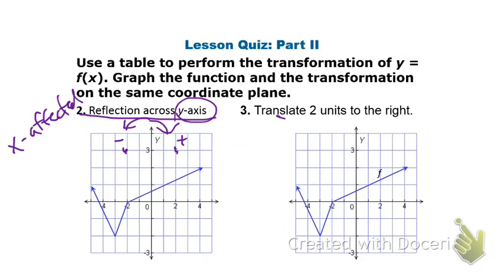And then over here you're going to translate this one 2 units to the right. So you're just going to move this guy this way 2 units. And remember they should keep their same shape. They should not change. All right, bring this back to class.